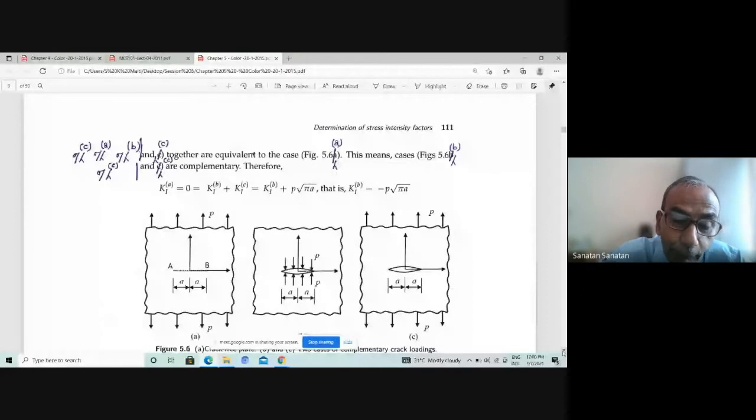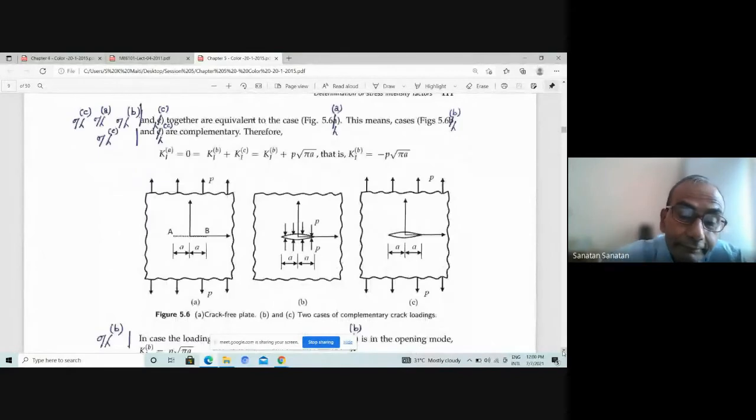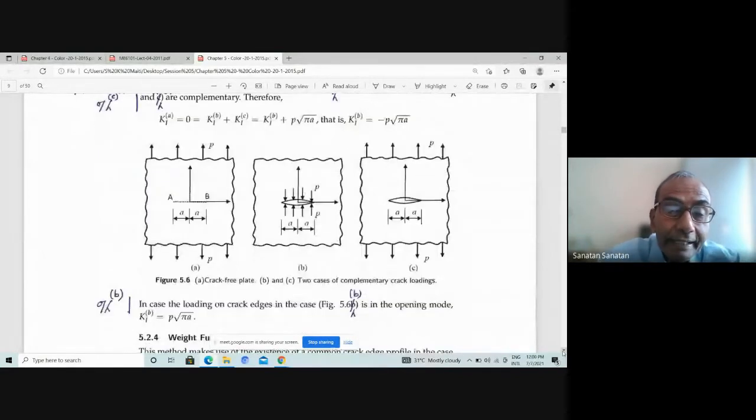So I can now write that the stress intensity factor at the crack tip, there is no crack, it is a solid situation actually. So therefore SIF at this crack tip is 0, and that is equivalent to saying that SIF at this tip is nothing but SIF for this closing type of loading on the crack, and this is opening type of loading on the crack.